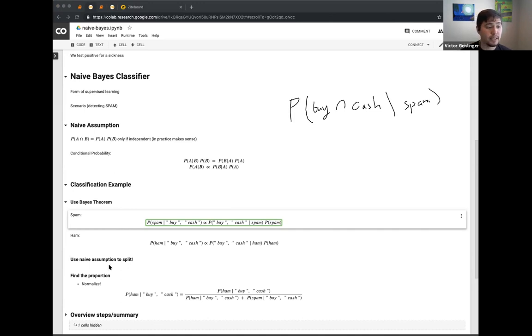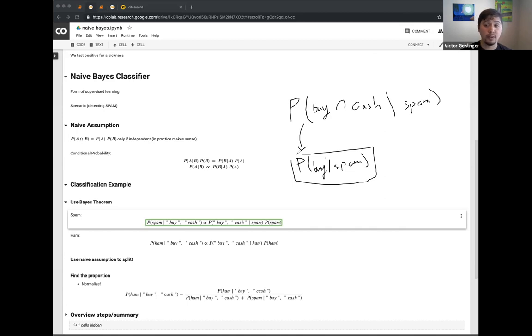You can split this part up so you can consider just buy by itself and just spam by itself. So you can think of something like the probability of buy given it's spam. I'm not going to write the whole thing out because you can derive this part and it's in the curriculum. But basically, you can get this part, which is what you want. Because now we say, hey, I don't need to consider both words. I can just consider one word for my spam.